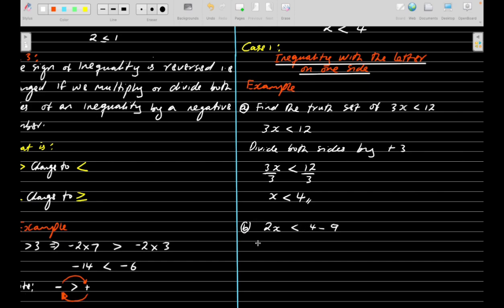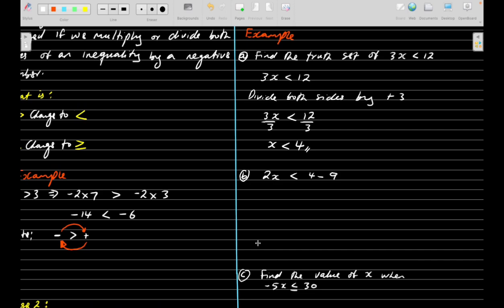Now, let's consider the second example. The second example says that when 2x is less than 4 minus 9, what is the value of x? So to find the value of x, we say 2x less than 4 minus 9 is going to give us minus 5.